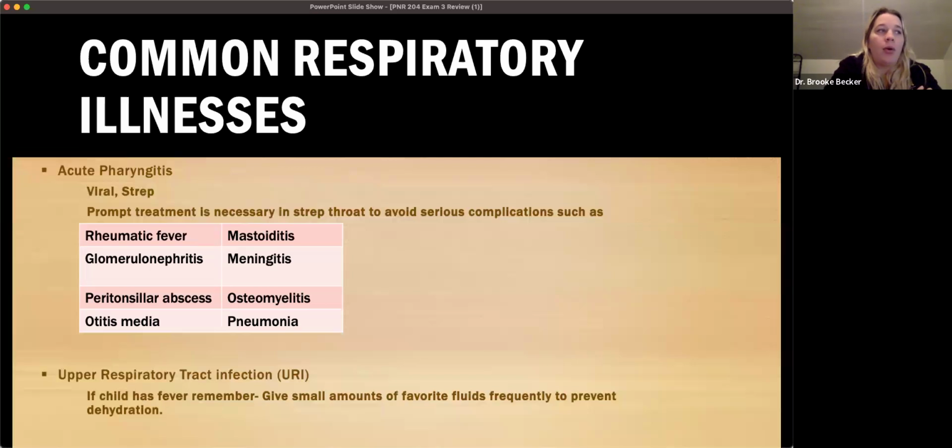So URI, upper respiratory illness, if a child's febrile, make sure that you're giving them small amounts of fluids frequently to prevent dehydration. That's one of your biggest concerns as a nurse if they have an upper respiratory illness, so cough, congestion, fever, that they're going to become dehydrated because of their illness. And their work of breathing. So making sure that they're staying hydrated is a very important piece for you guys as nurses to be aware of.